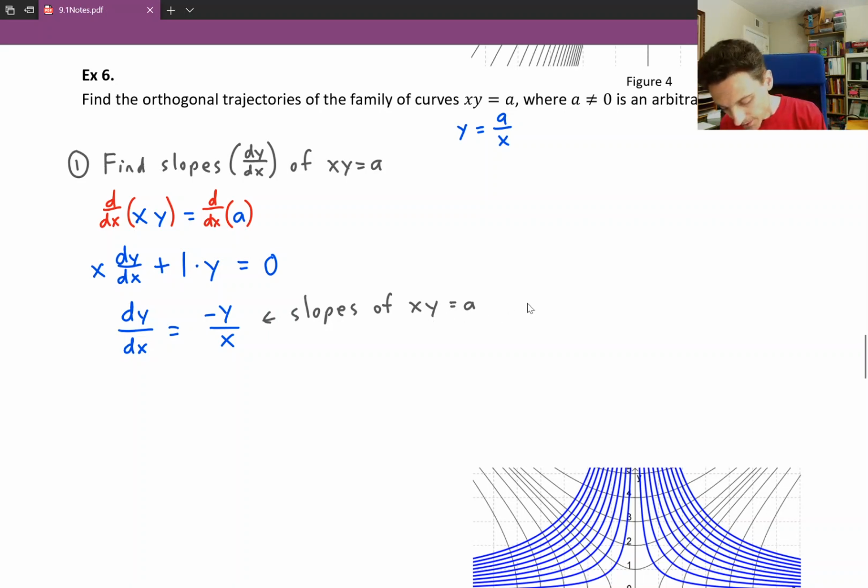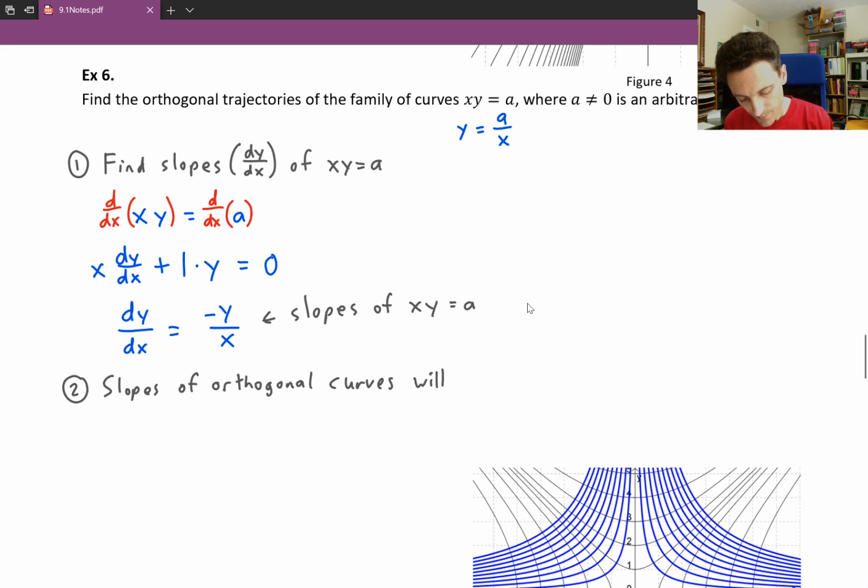But now what we're going to do is figure out what the slopes of the perpendicular or orthogonal curves are going to be. So what are the slopes of our orthogonal trajectories going to be? Slopes of orthogonal curves will be the negative reciprocals of the original slopes.